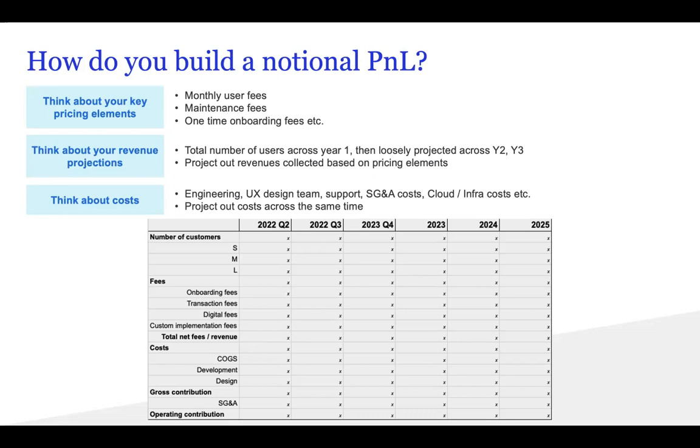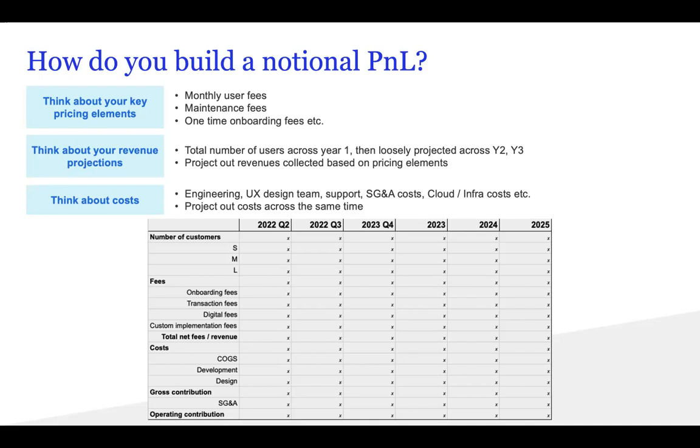And then once you've done that, aggregate and project out the revenues based on the pricing elements that you've determined are going to drive the pricing for your products. Lastly, think about your costs. There are different ways to break down costs, so I've just highlighted a few different buckets here.